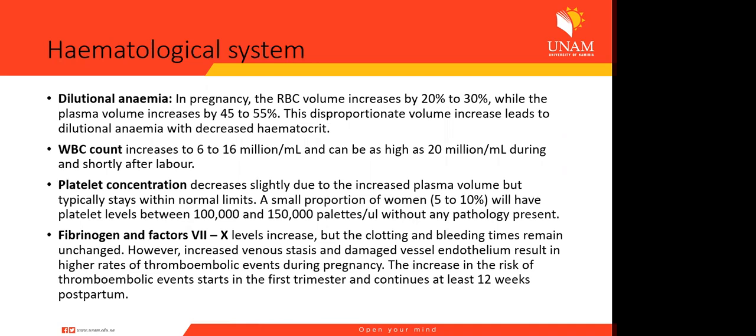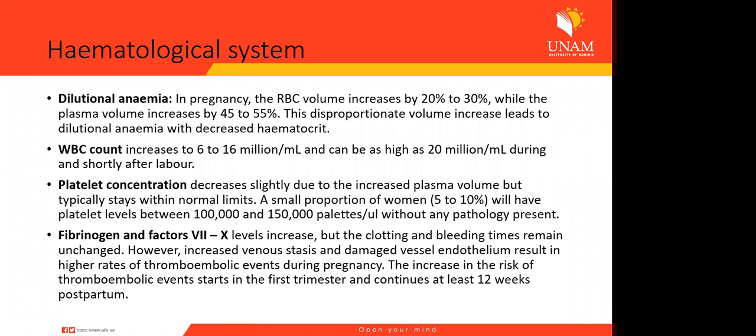All right, the hematological system is not spared. That's what we call dilutional anemia. Dilutional anemia results from a disproportionate increase in plasma volume, as high as 45 to 54%, as against a 20 to 30% increase in red blood cell volume. So you may have dilutional anemia with reduced Hb. This may not be clinically significant, but just for us to know.